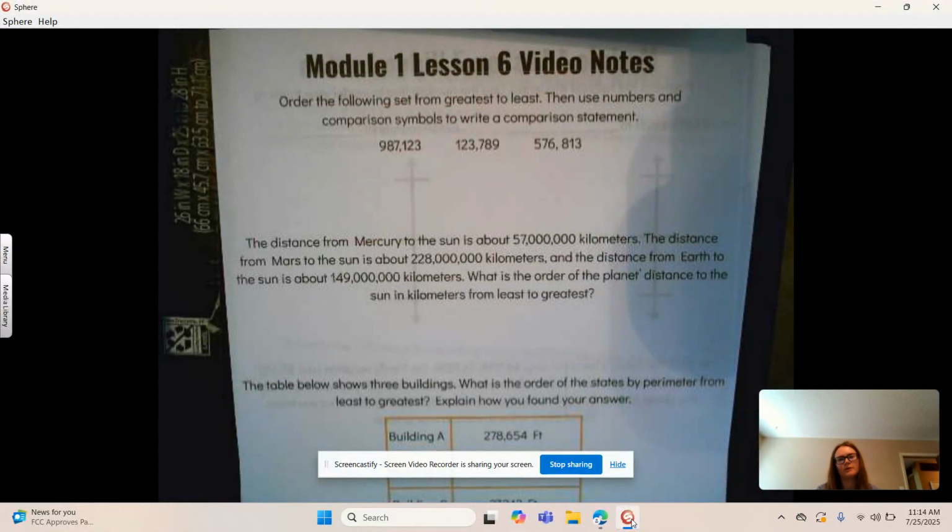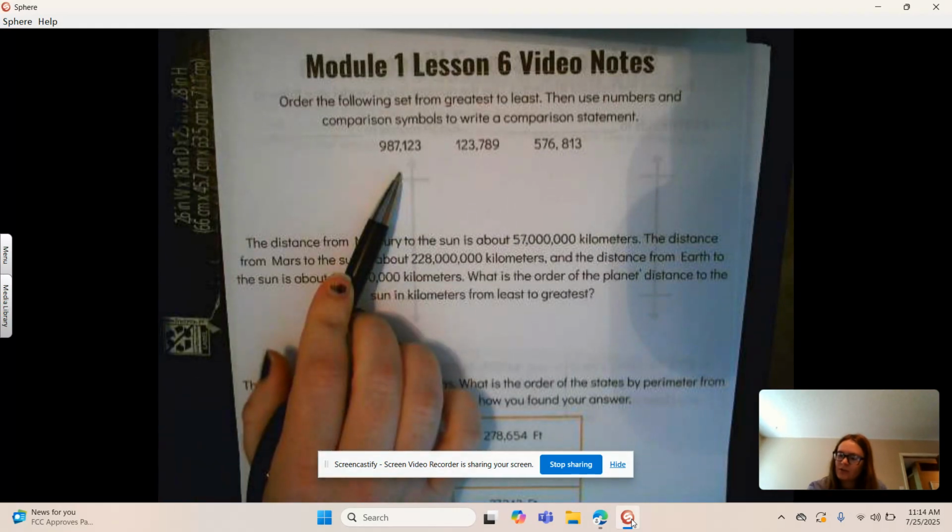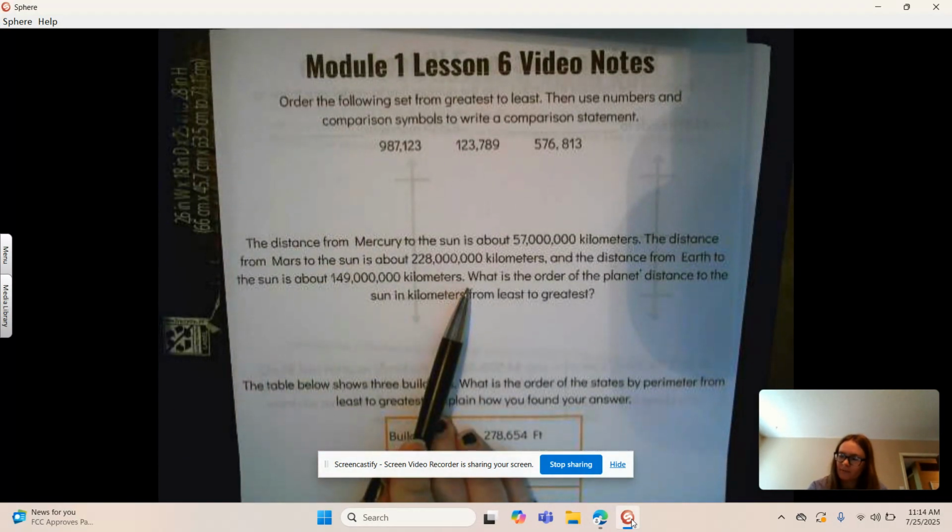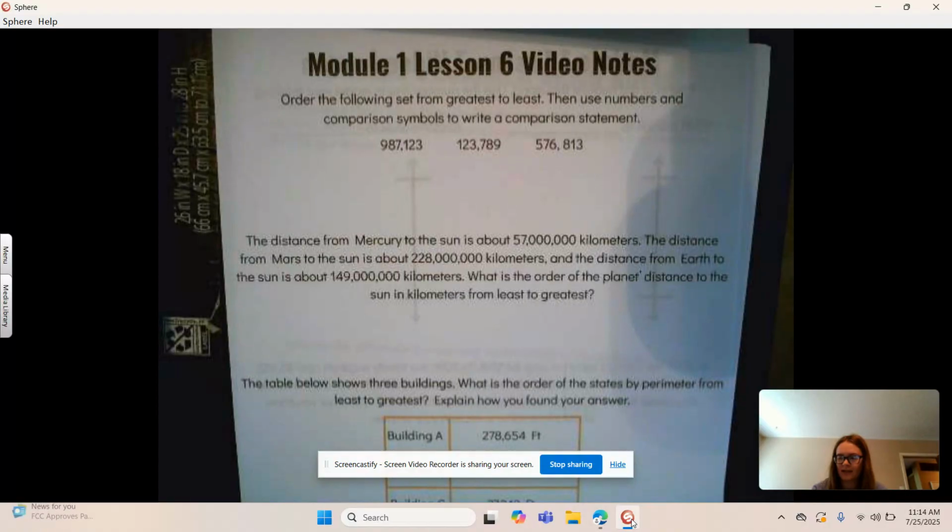Hi everybody, today we're going to be going over lesson 6. We're going to be comparing numbers and working on some word problems and then looking at a table.